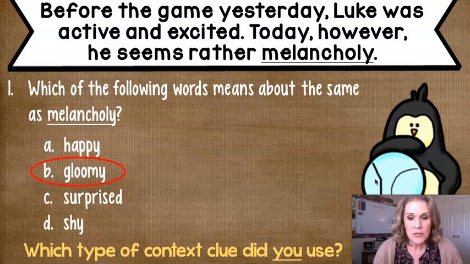Which type of context clue did we use? We used the antonym context clues where they showed us a contrast. And we used that information to help us make an inference guessing that gloomy probably means about the same as melancholy.